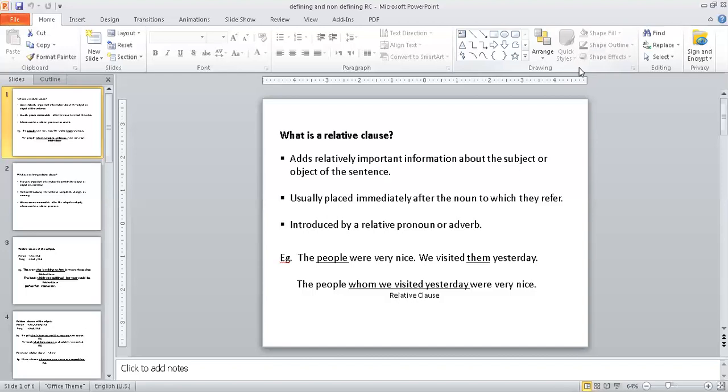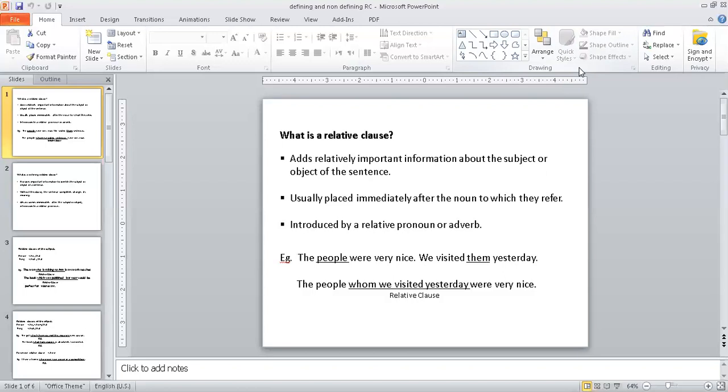Look at this example sentence. The people were very nice. We visited them yesterday. Let's join both sentences with a suitable relative pronoun. فرح تصير الجملة the people whom we visited yesterday were very nice. We have two sentences. We want to define people because them in the second sentence refers to the people.